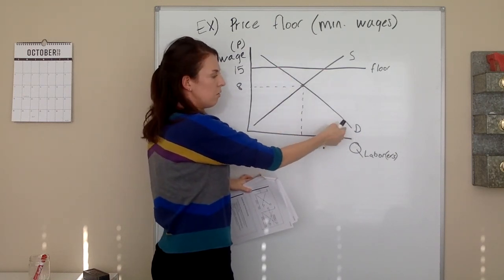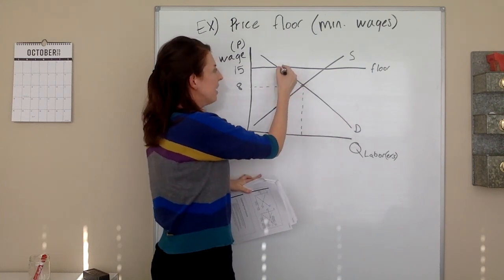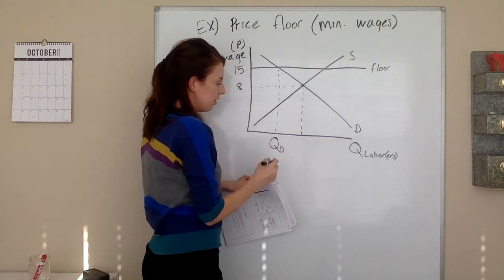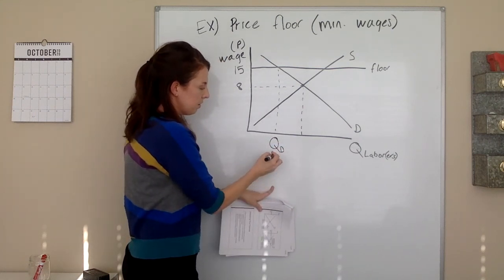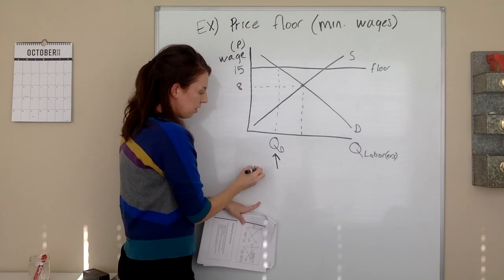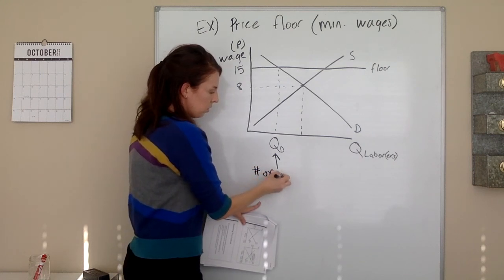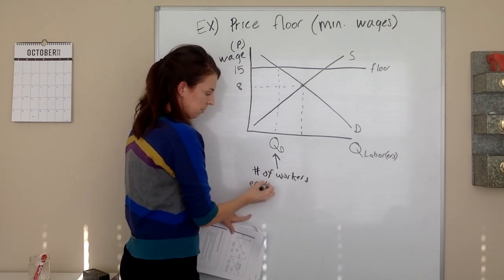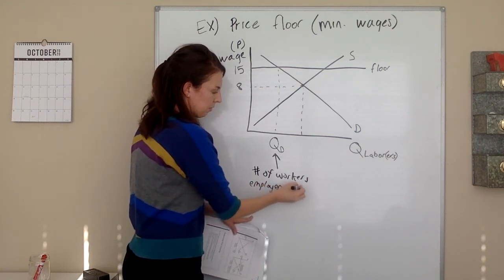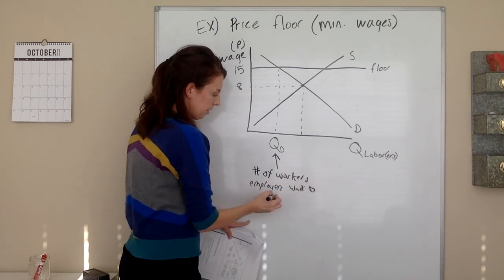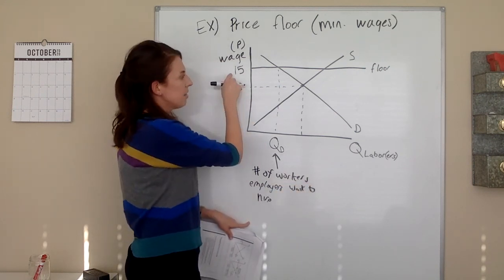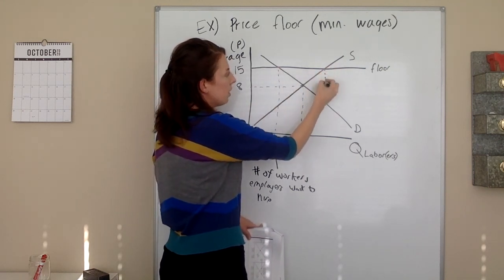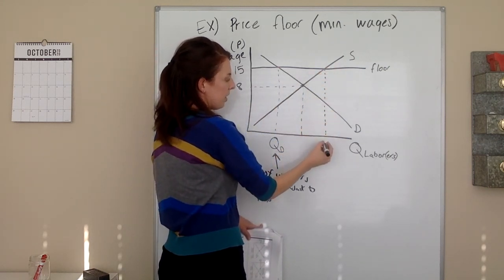so these are the movie theaters who are hiring the high schoolers, they're not going to want to hire as many people. So this is going to be the quantity demanded, or the number of workers, in parentheses, the number of workers employers want to hire. And then at this new price floor, this is going to be the quantity of labor that is supplied.